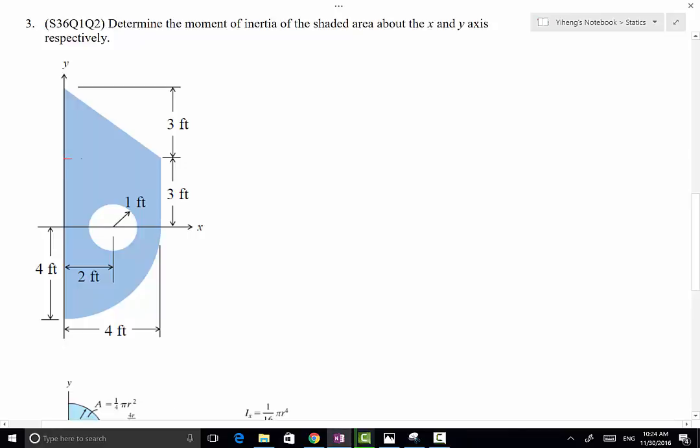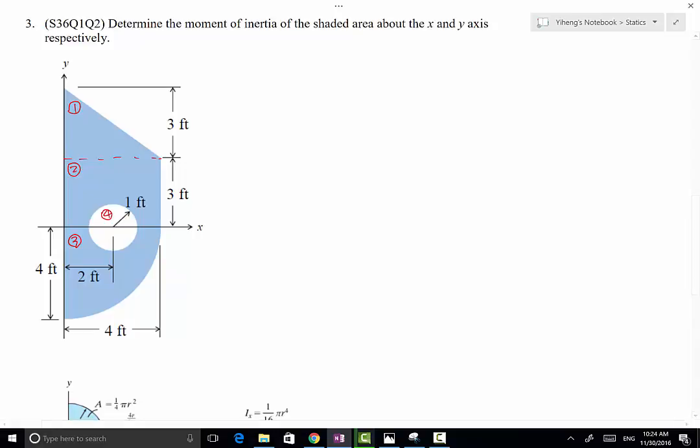So we can easily decide that here we have a triangle, that's our area number 1. We have a rectangle right here, area number 2. We have a quarter circular shape right here, that's our area number 3. And lastly, we have a negative area, which is a circle.